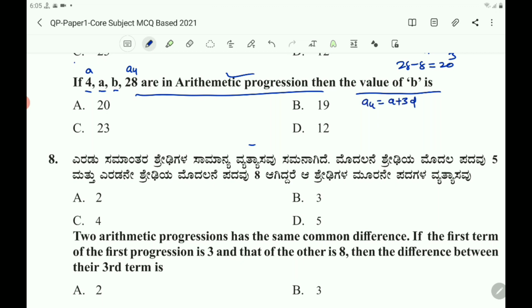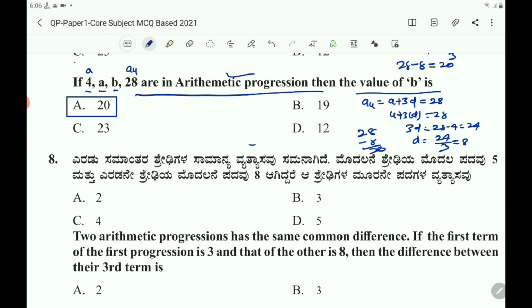a plus 3d, that equals what? 28. a is 4. 4 plus 3 into d is 28. 3d equals 28 minus 4. 28 minus 4, 24. So d equals 24 by 3, you will get 8. So to get the previous term, you must subtract d. So then it is 28 minus 8 is 20. So what is the value here? b equals 20 is the answer.